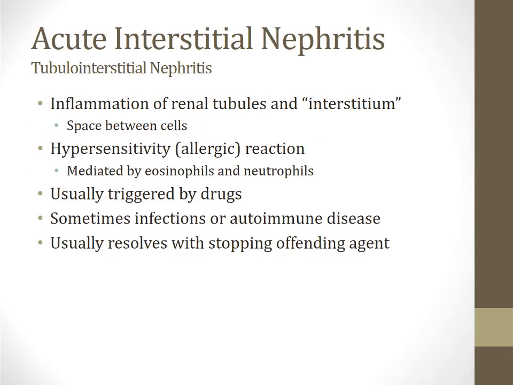Moving on, let's talk about acute interstitial nephritis, which is also sometimes called tubulointerstitial nephritis. As the name implies, this is inflammation. That's why it's called nephritis. And the inflammation involves the renal tubules and the interstitium. The interstitium is the space between cells in the kidneys.